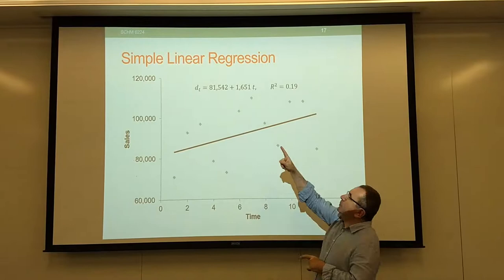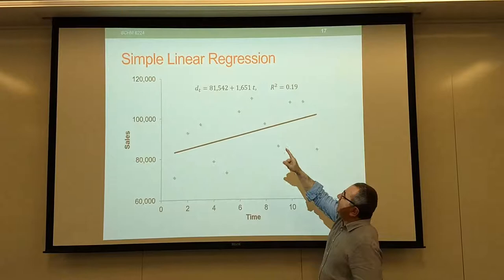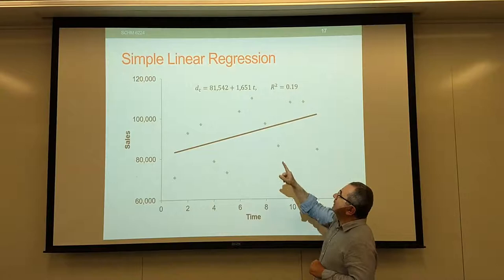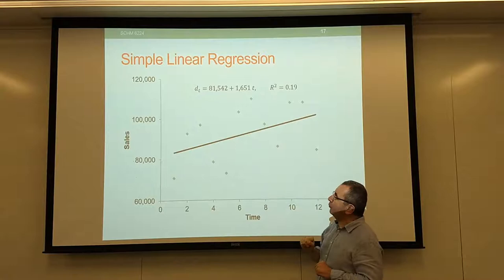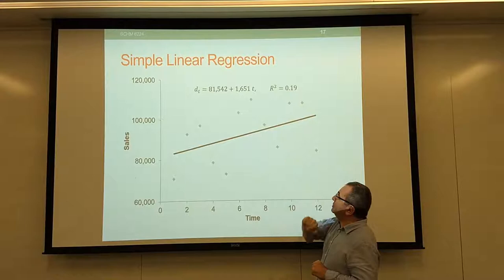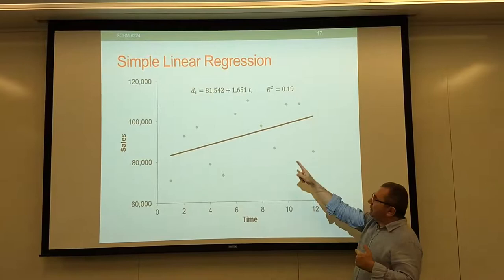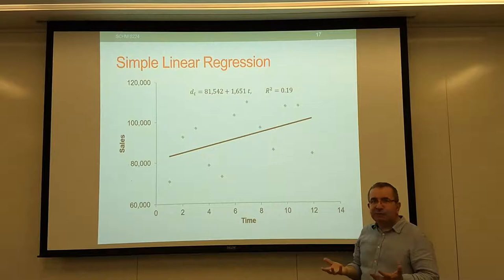It says simple linear regression because it gives you a straight line. And Excel says, the optimal estimate for level is 81,542, and the optimal trend is 1,651, okay? And this straight line explains 19% of the variation in sales.